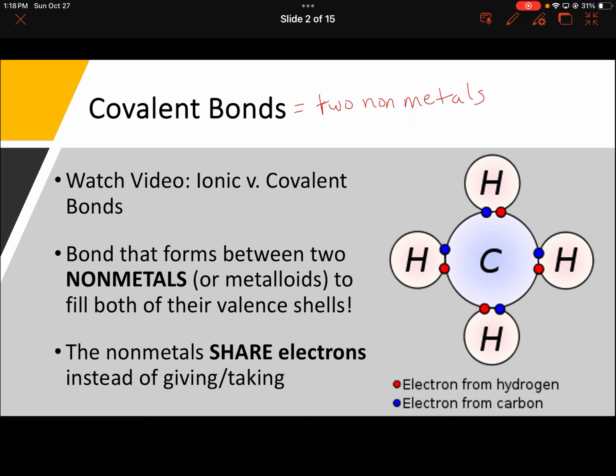we've already seen this a little bit. Two nonmetals shown right here. So when I look at this, carbon is a nonmetal and hydrogen is a nonmetal. And so when we see two nonmetals, generally speaking, that is a covalent bond.